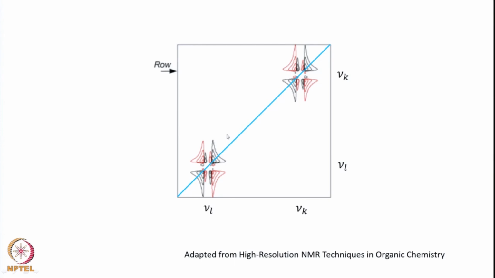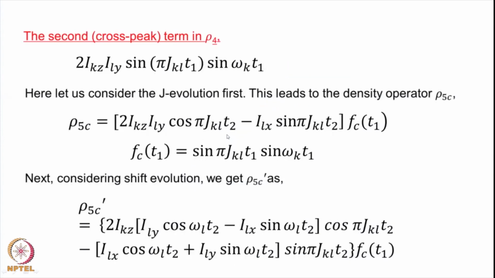So, now we continue the discussion for the other term in the density operator, which was the second term in the rho 4 density operator, and that was 2 ikz ILY sin pi j k L T1 sin omega k T1. Okay. This was the second term in your rho 4 density operator. Now, what we do here is we have to evolve this term in the T2 time period.